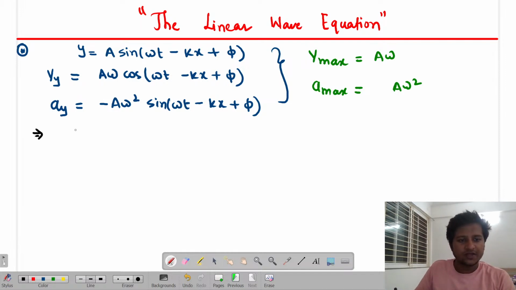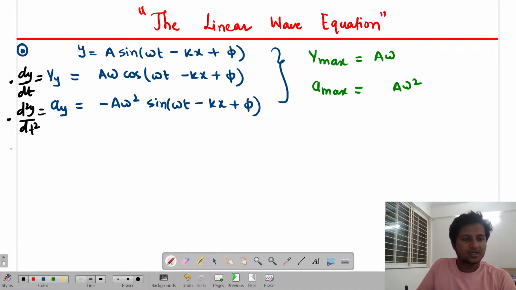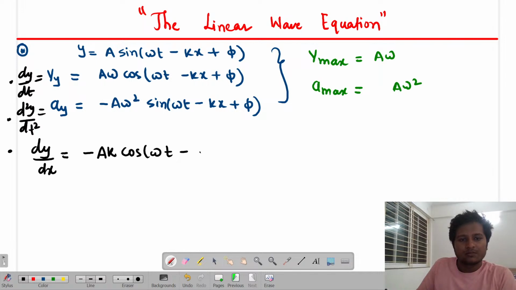Now let's suppose I differentiate this y, this was dy by dt. This is d2y by dt square. One minute, isn't it? Now this is first, this is second, and the third calculation is dy by dx. If I do that, dy by dx, I'll get minus A into k into cos omega t minus kx plus phi. होगा या नहीं होगा?